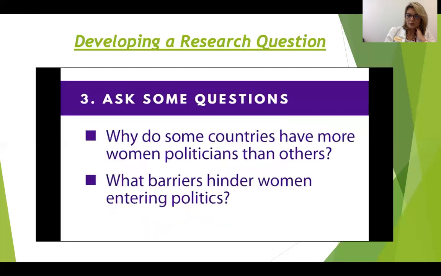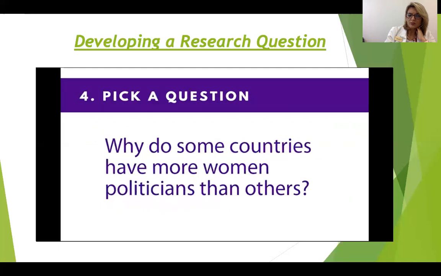Now try to think of some questions you could ask about the aspect of your topic that you've chosen. On our topic, we could ask things like, why do some countries have more women politicians than others? Or, what kinds of barriers hinder women who are entering politics? Once you've thought of some questions, pick one to work with. Let's pick, why do some countries have more women politicians than others?